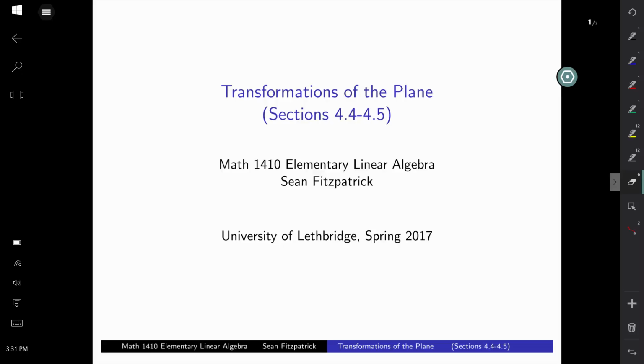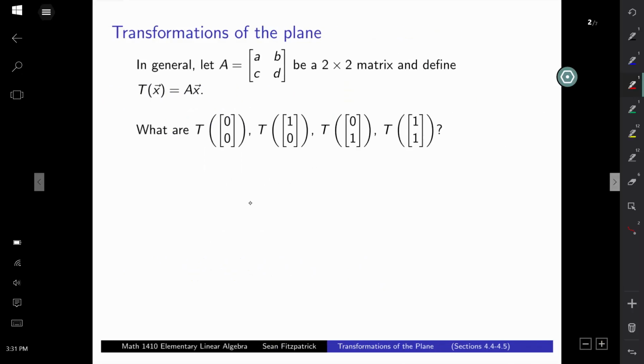Alright, this is the second in our series of videos on matrix transformations. In this video we're going to concentrate on matrix transformations of the plane, meaning that we're only going to look at transformations going from R2 to R2. So that means we're looking at matrix transformations of the form T of x equals A times x, where A here is going to be a 2 by 2 matrix. The reason to concentrate on transformations of the plane is that we can actually visualize things a little bit better.